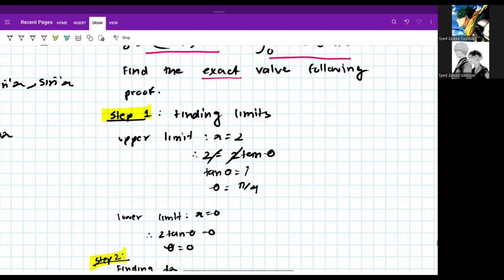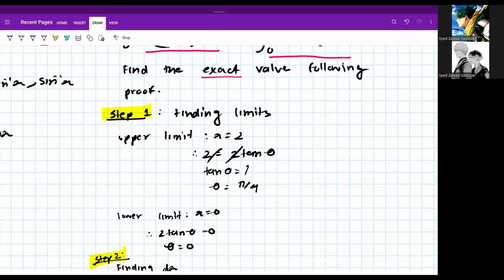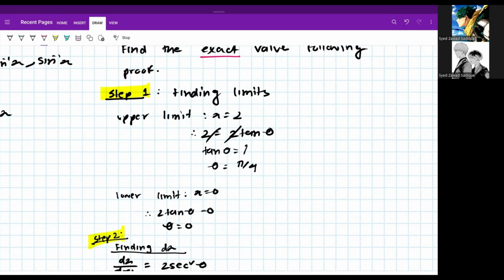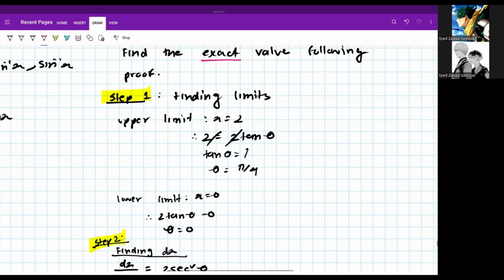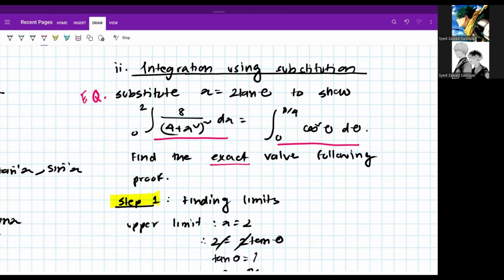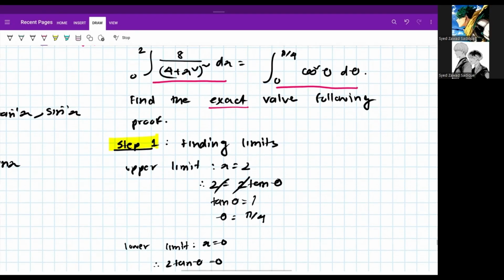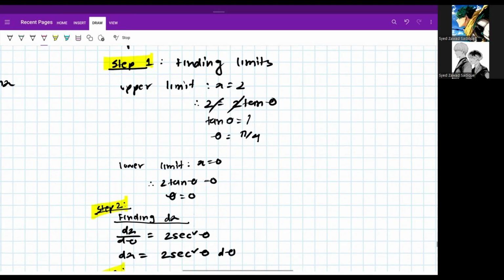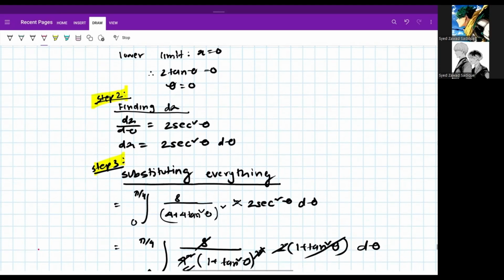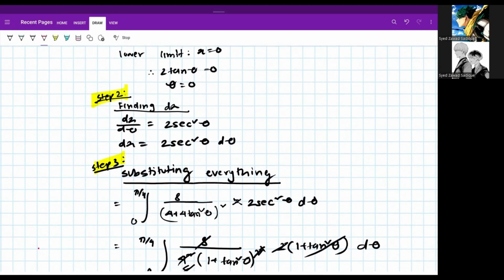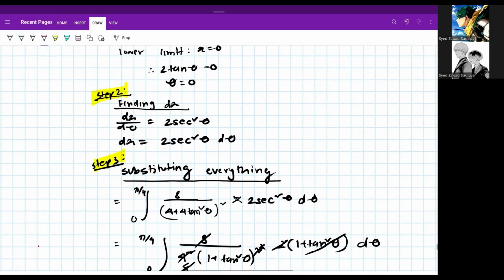Step one, finding the limits. Upper limit, when x is equal to 2, 2 equals 2 tan theta, tan theta equals 1, theta equals pi by 4. Does it match? Yes, it matches with our pi by 4. Lower limit, x equals 0, 2 tan theta equals 0, theta equals 0. It matches. Finding dx: dx by d theta is 2 sec squared theta, so dx equals 2 sec squared theta d theta.